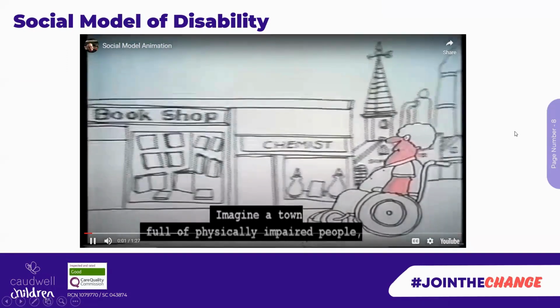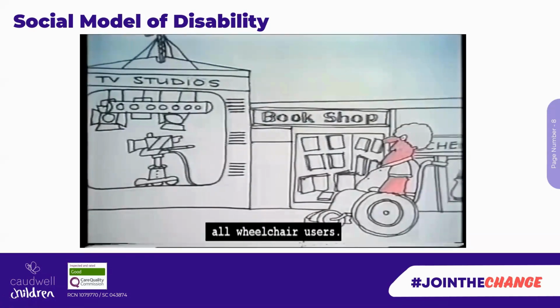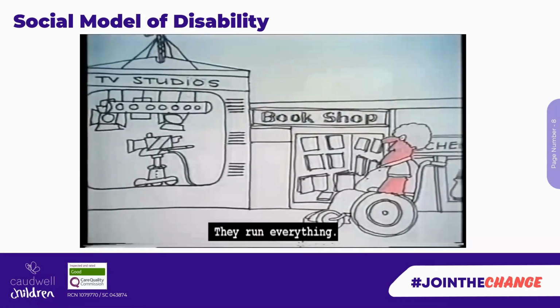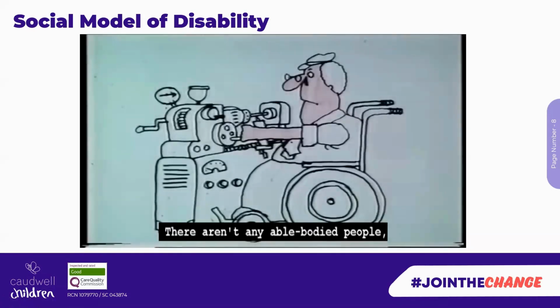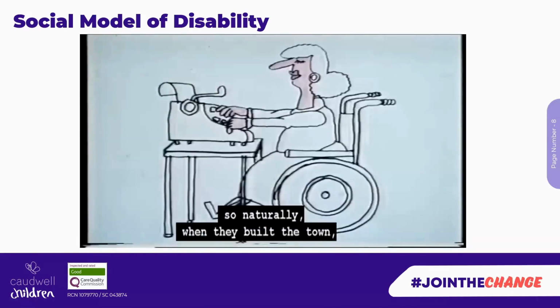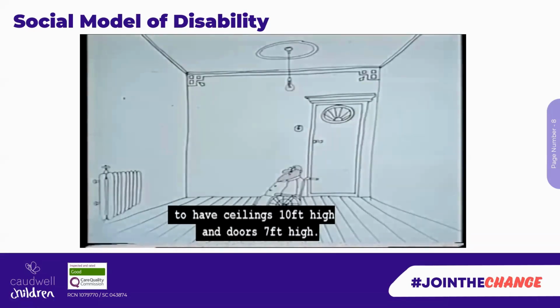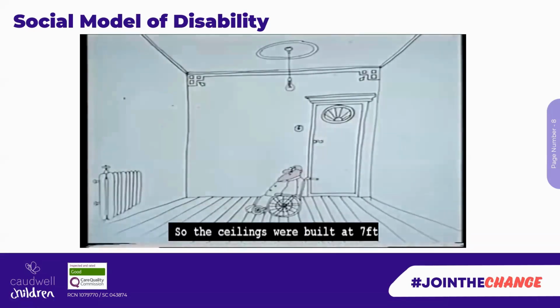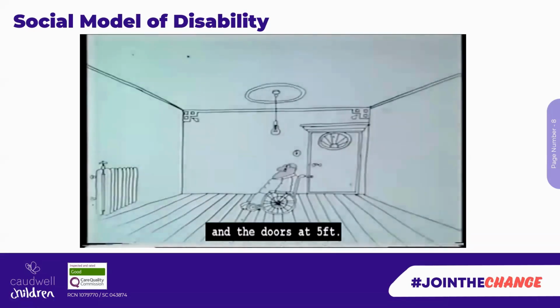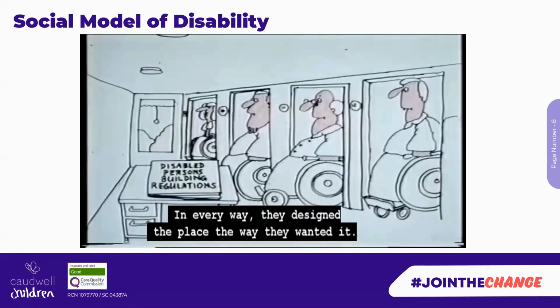Imagine a town full of physically impaired people, all wheelchair users. They run everything. There aren't any able-bodied people, so naturally, when they built the town, the community decided it was pointless to have ceilings 10 foot high and doors 7 foot high. So the ceilings were built at 7 foot and the doors at 5 foot. In every way, they designed the place the way they wanted it.